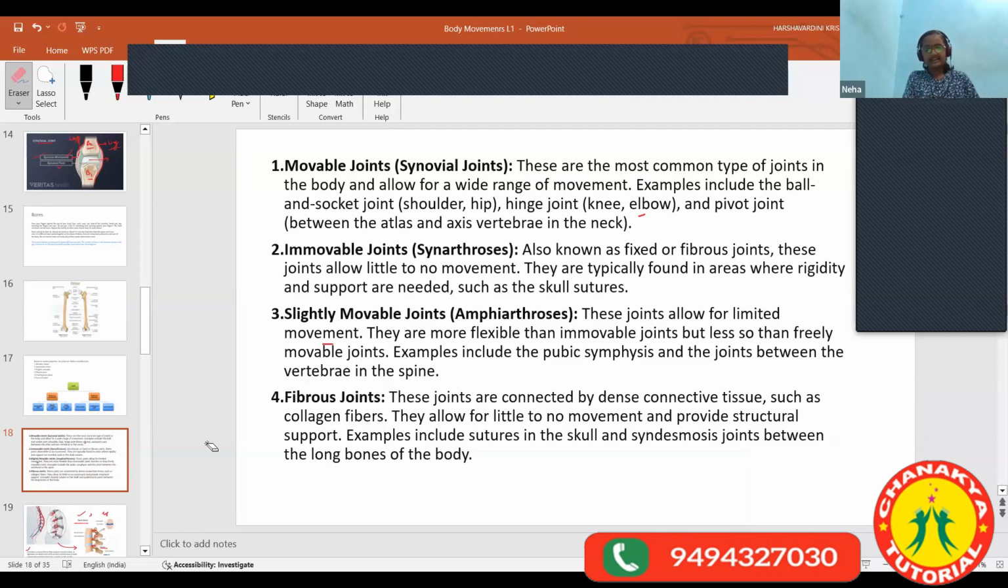Next is slightly movable joints. These joints have limited movement. They are found in our vertebral column. We have limited movement in our spine, so they are found there.